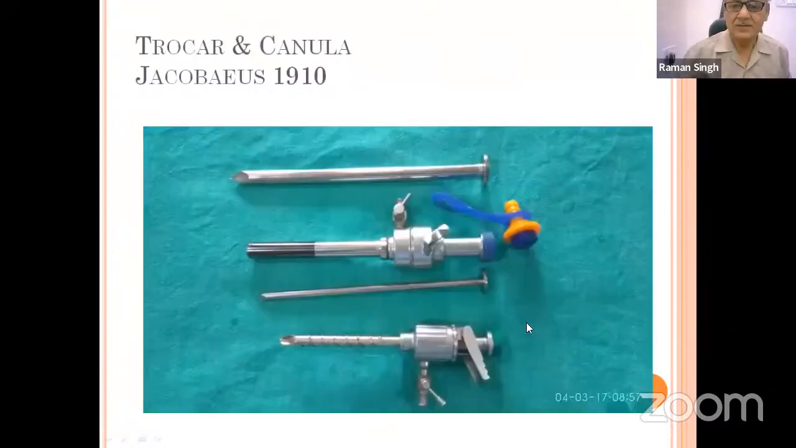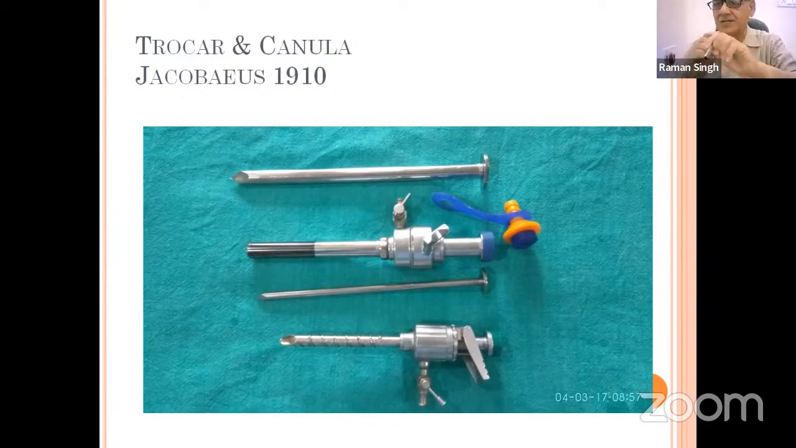These are the ports, the 5 mm port and the 10 mm port. This is the trocar, and this is the cannula. This is the 5 mm cannula, and this is the 10 mm cannula. At the top of this 10 mm cannula, we usually use a reducer. This is also a reducer, where in the 10 mm cannula you insert this reducer, and this is a 5 mm hole. So you can use this to reduce the opening of the cannula, making it from 10 mm to 5 mm.